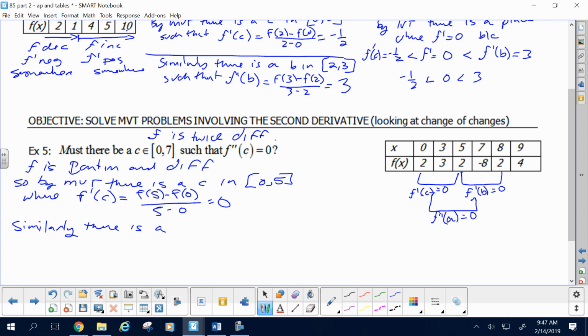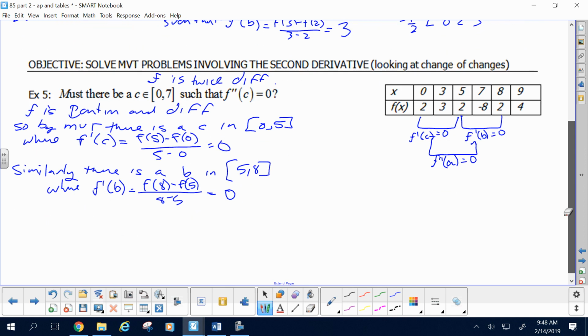we don't want to use C again. We need to use a different name. So it'll be in 5 to 8, where f prime at b is equal to the average rate of change, which is change in y, or change in the f values, over change in x, which is the change between 8 and 5. And that slope was 0, right?